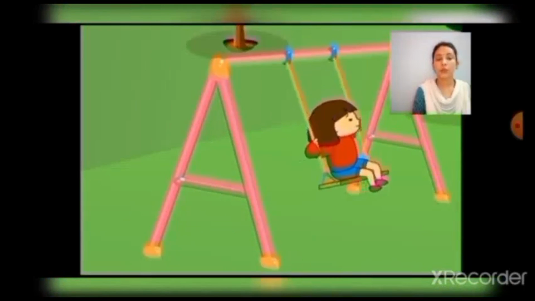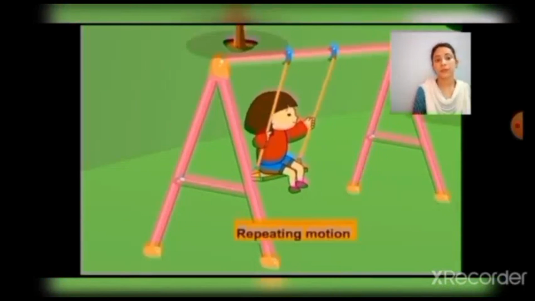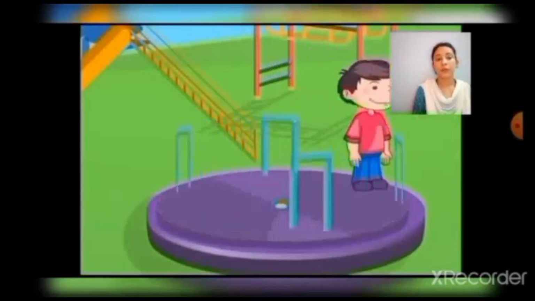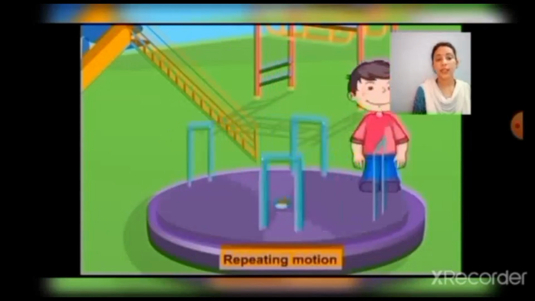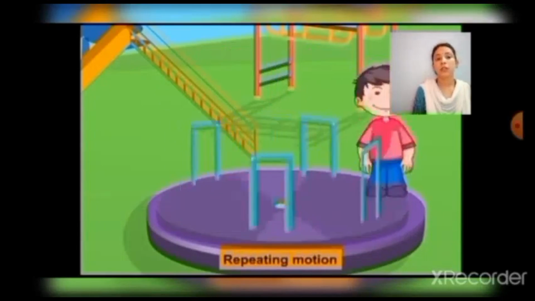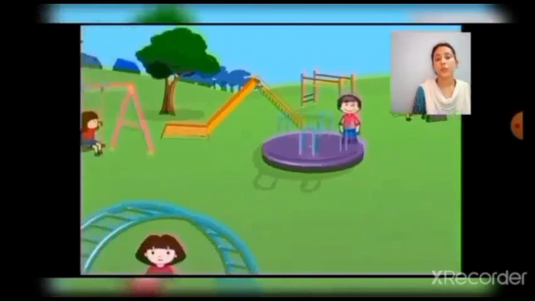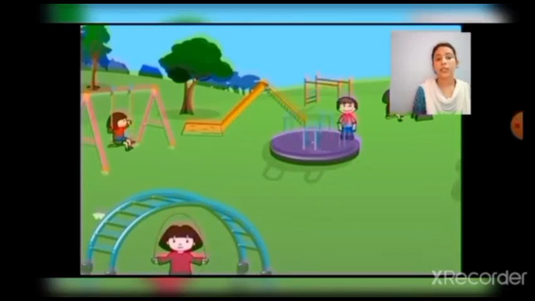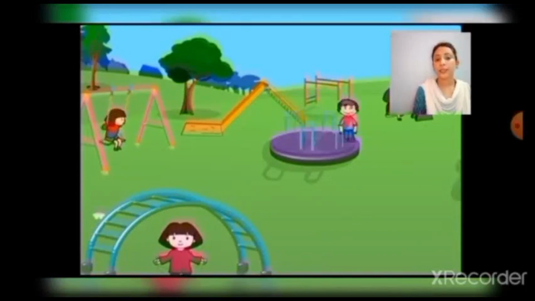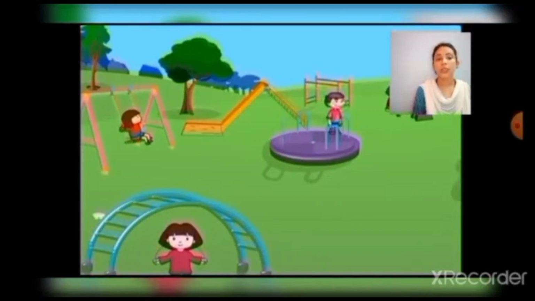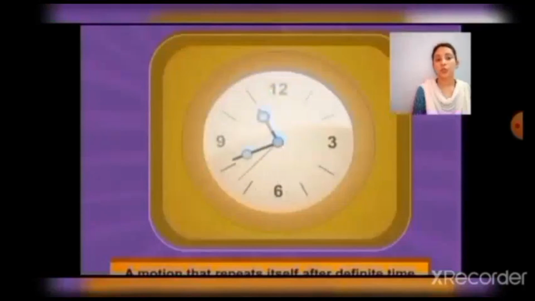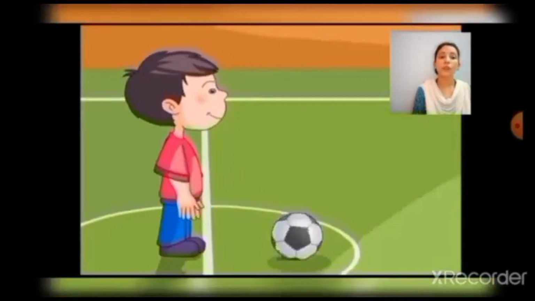Now identify some motions which are repeating. If you see children playing in the park, you will see most of them repeat their motion after an equal interval of time. Such kind of motion which repeats at equal intervals of time is known as periodic motion. That repeats itself after a definite interval of time.